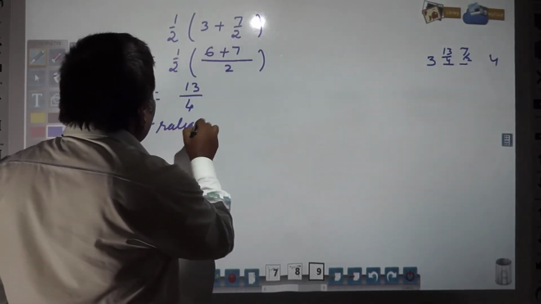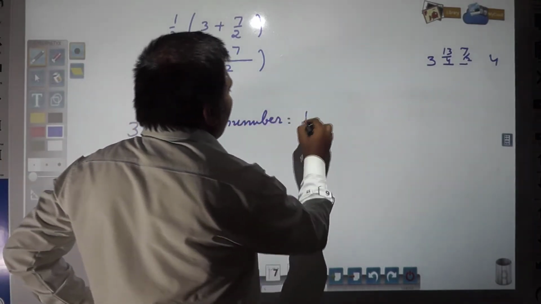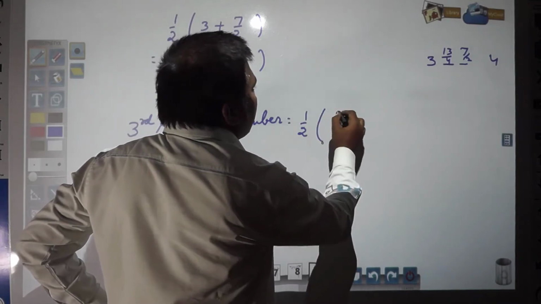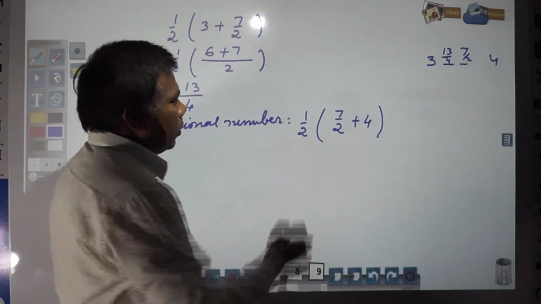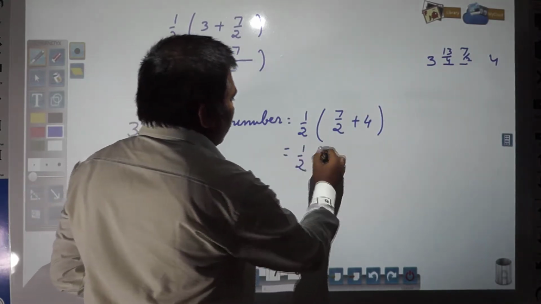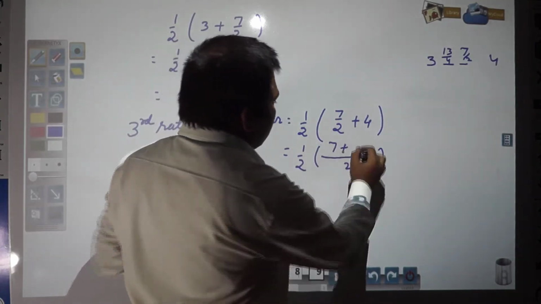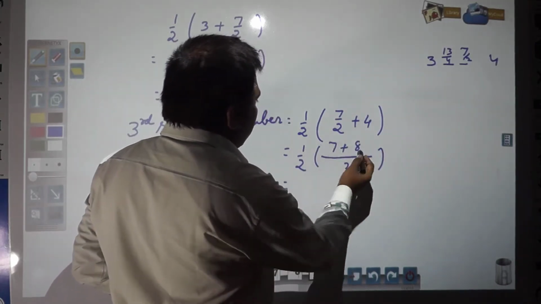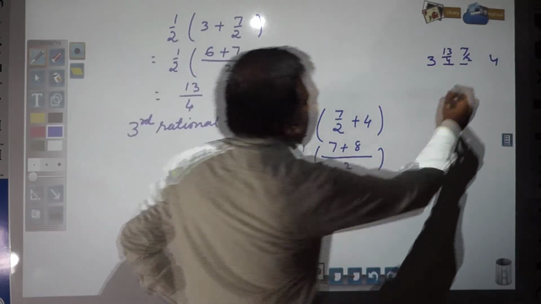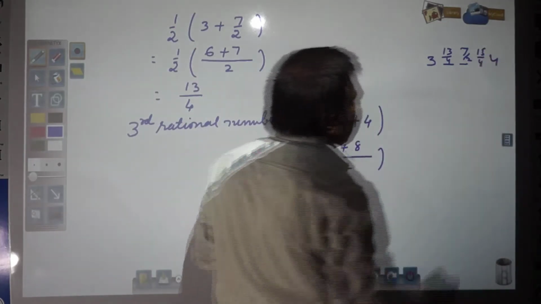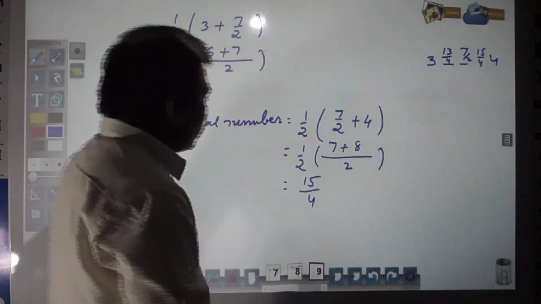So third rational number you find out will be equal to 1 by 2. Suppose you have 7 by 2 and 4 and you need to find out in between. So 1 by 2, LCM you will have 2, and here you have 7 plus 8, and you will get 15 by 4. So finally you have got 3 rational numbers, 13 by 4, 7 by 2 and 15 by 4. So these will be answers.